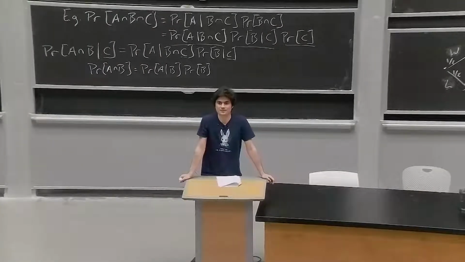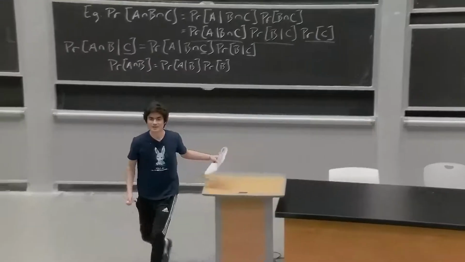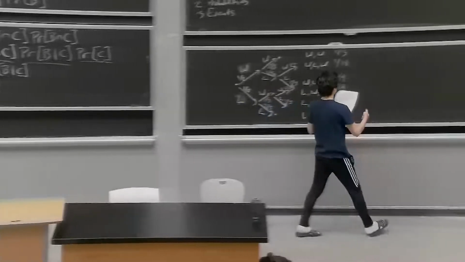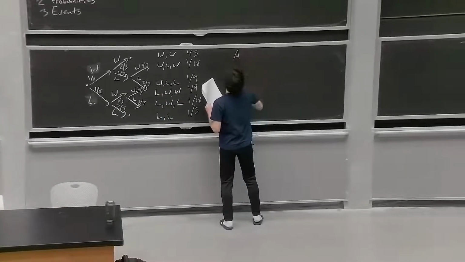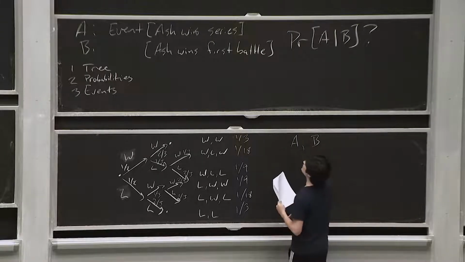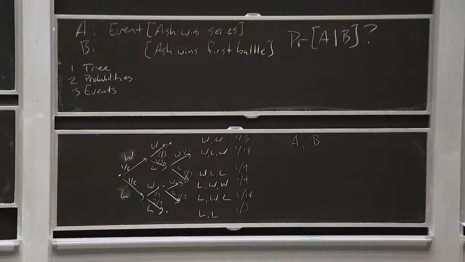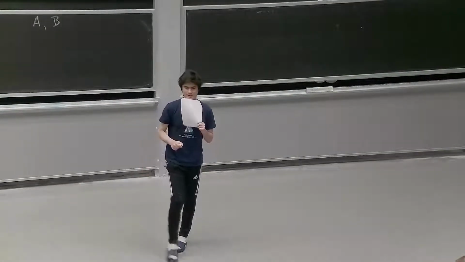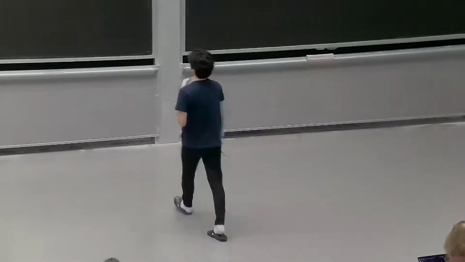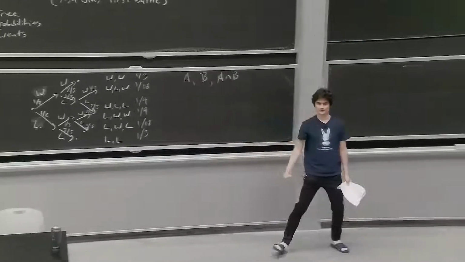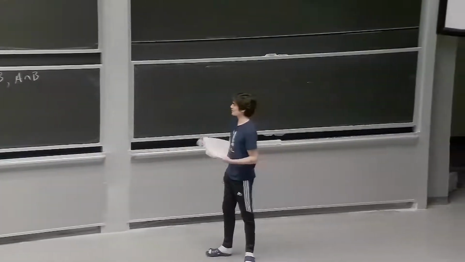Okay, winning the tournament and winning the first game. So A was winning the tournament. B was winning the first game. Is that all? Are there any other events that we care about? Yes, exactly. So we also want A intersect B. Okay? We also care about the event where you win the first battle and the series.